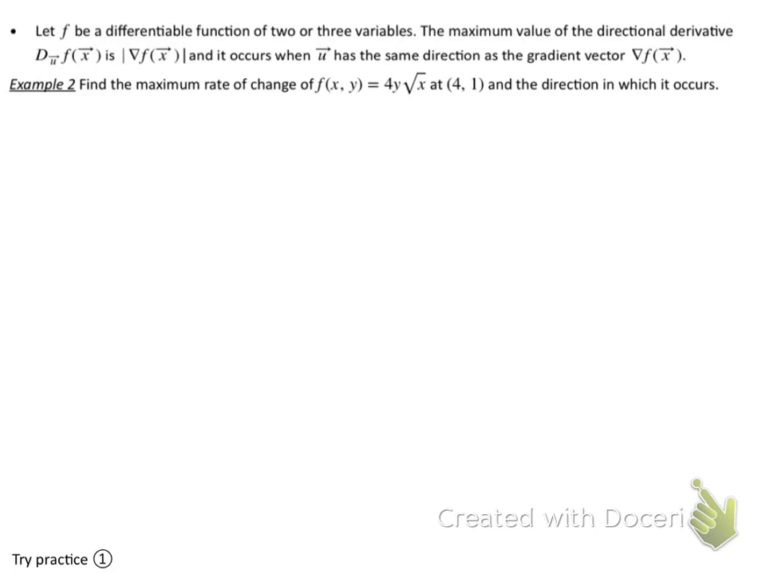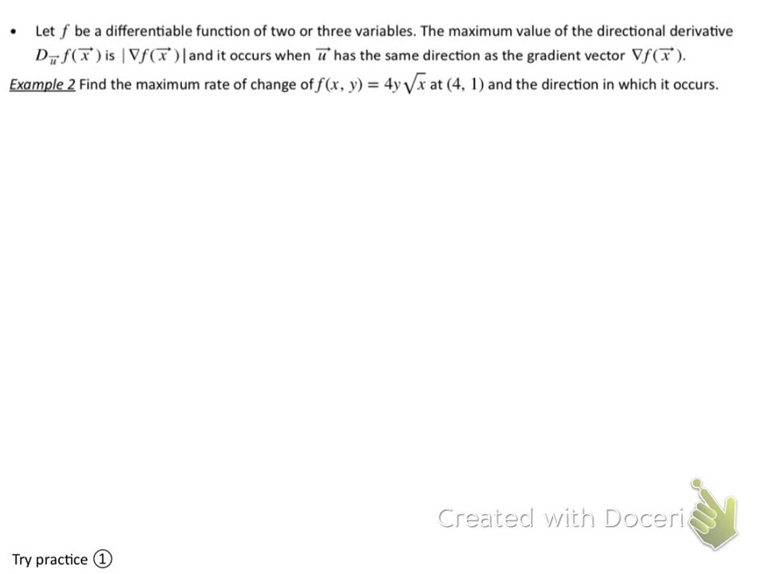Okay, now let's look at example 2. Find the maximum rate of change of f(x, y) equals 4y square root of x at (4, 1), and the direction in which it occurs. So pretty much we're saying let's find the gradient and look at the length of our gradient vector, because that is the direction and how fast the function could change.